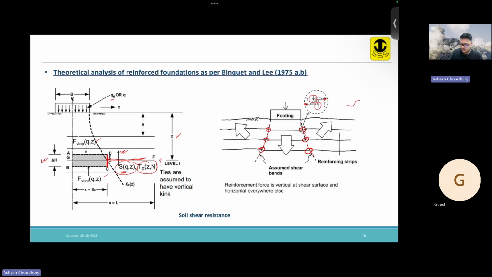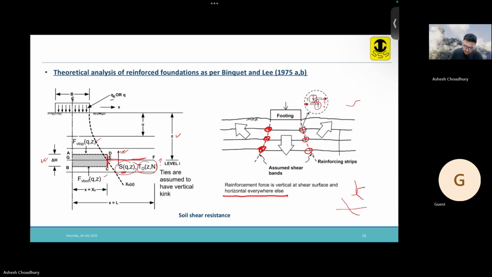Understood, right? So instead of being straight at the point where it is intersecting, we consider that some kink develops at the point of intersection. The reinforcement force is vertical at the shear surface. It is only at these surfaces, these points, and horizontal everywhere else.